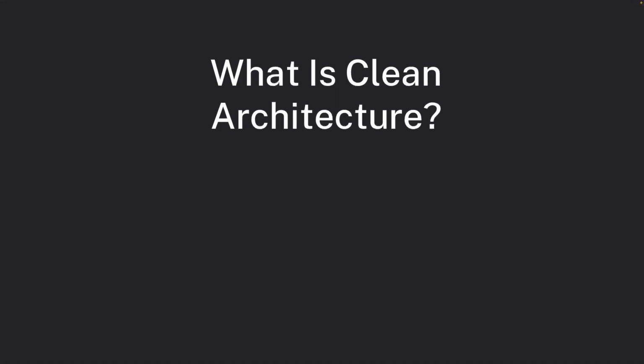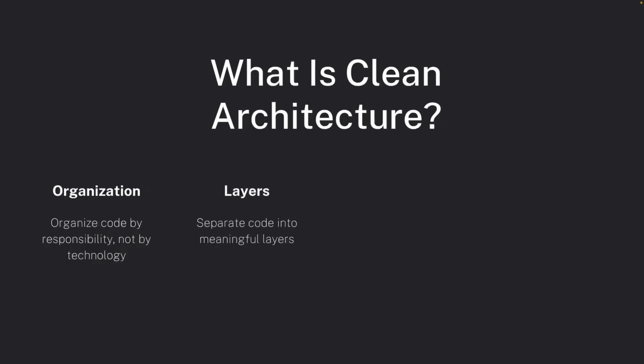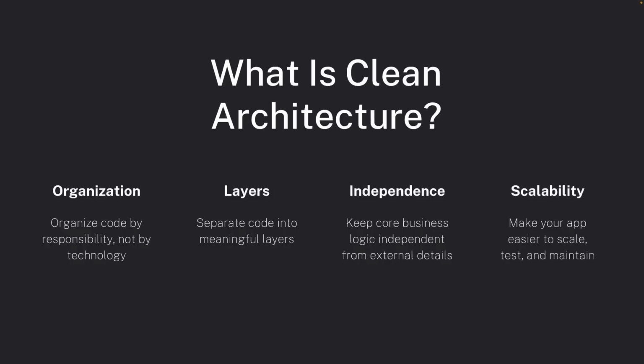Now that we've tested our code and seen it working, let's take a moment to improve its structure and apply some clean architecture principles. Clean architecture is about organizing our code by responsibility, not just technology. We separate it into clear, meaningful layers so core business logic, like how we manage movies, stays independent from details like the user interface or database. This makes the application easier to scale, easier to test, and much easier to maintain as it grows.